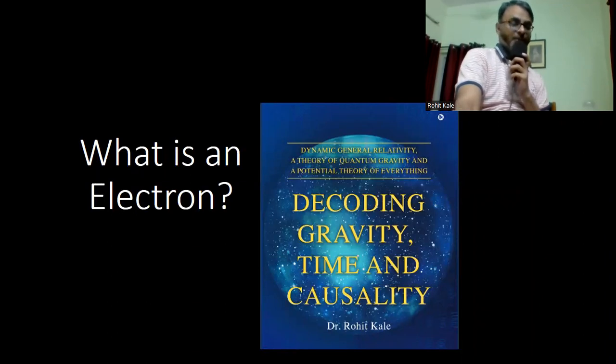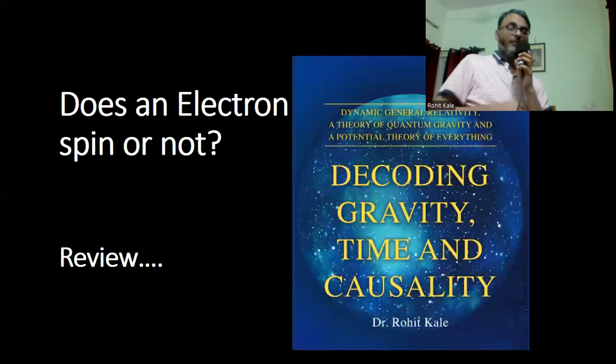We had discussed how dynamic general relativity's predictions can derive the electron. Literally we can deduce how exactly the electron would look and what exactly are its component parts, whether it's a basic particle or it is made up of some other particles. So this video is going to be a review of that.